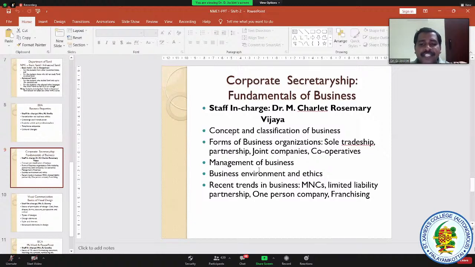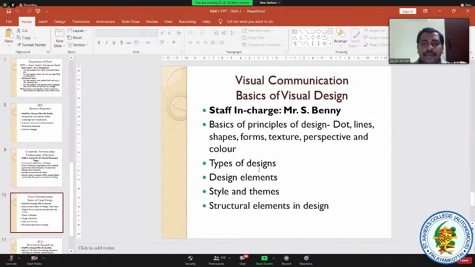Some recent trends in business are covered, like how MNCs are formulated and work, limited liability partnership, one-person company, and franchising. This paper especially gives more focus on how the company should be understood, how you have to get into a company. All these ideas are given.